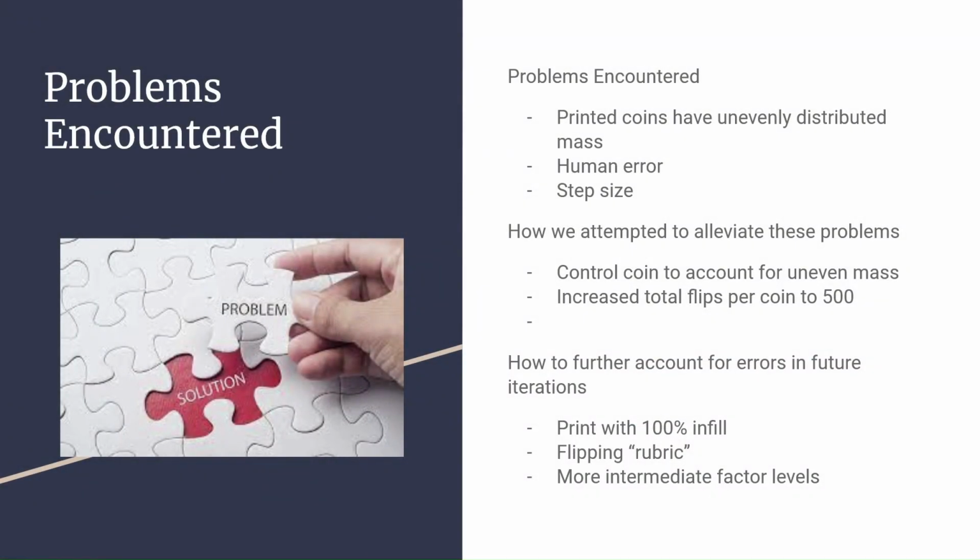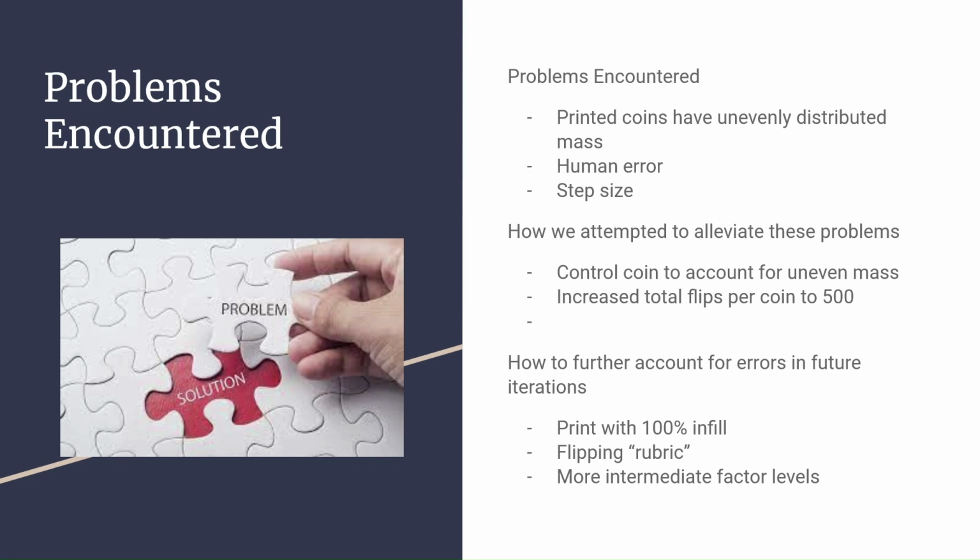Now, some of the problems we encountered: the way we printed the coins gave them an unevenly distributed mass. This was because the bottom layer thickness of the print was a little bit thicker than the top. Human error was another factor. This was due to the definitions of a quote-unquote clean flip, whether or not that bounced off of physical objects on a table, and so on. The third was our step size. There might be room for more resolution in our step size, and we might find a better relationship between altered geometry and probability, but that is outside of our current experiment.